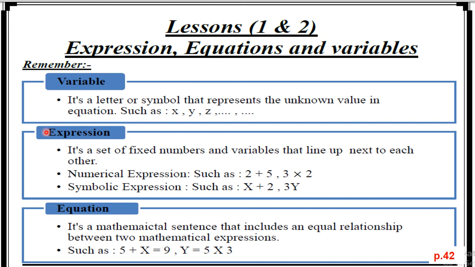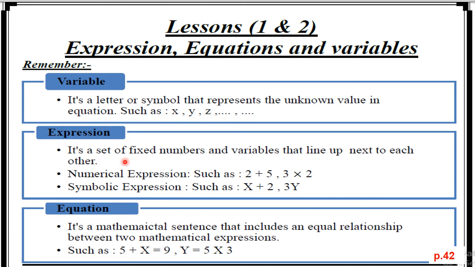A variable is a letter or symbol that represents the unknown value in an equation, such as x, y, z. So if we have an unknown value, we will represent it using any letter you want: x, y, z, l, m, n, o, as you like.